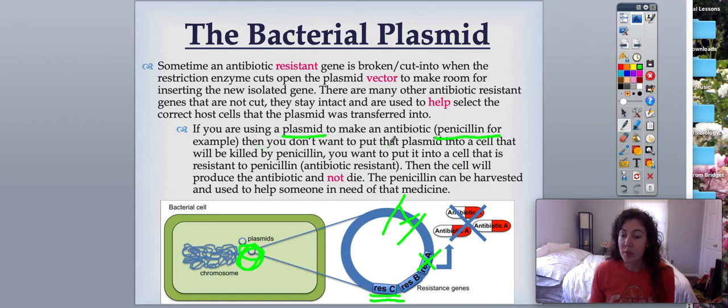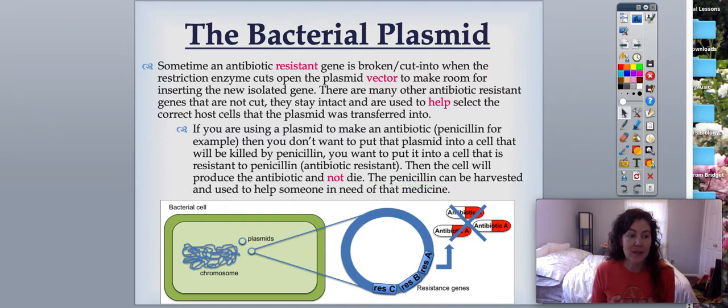So you would want to put that plasmid into a cell that won't be killed by what it's making, the penicillin for this example. You would want to put it into an antibiotic resistant cell that is resistant to penicillin. And as I mentioned, scientists can take that, stick it into a plasmid where there are no resistant genes. They can make that bacteria create whatever was in the plasmid now, which is absolutely wonderful. So then the penicillin can be harvested and people can use it for medicine.